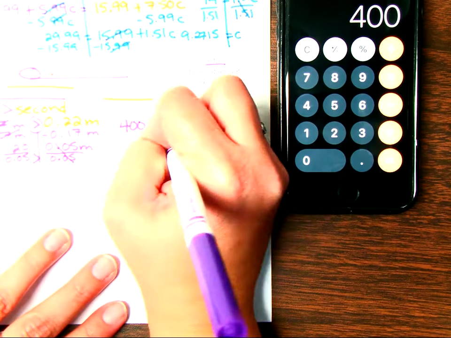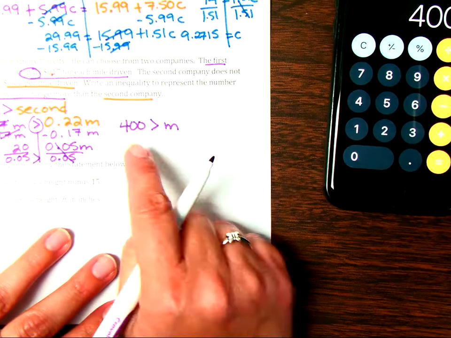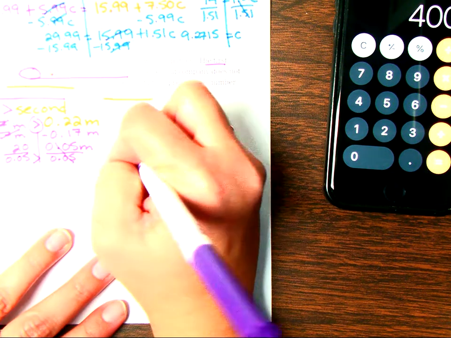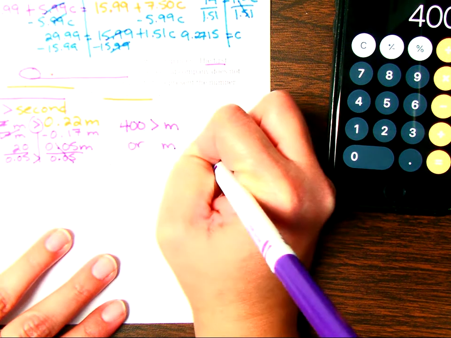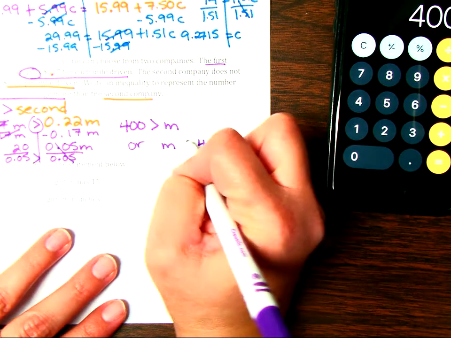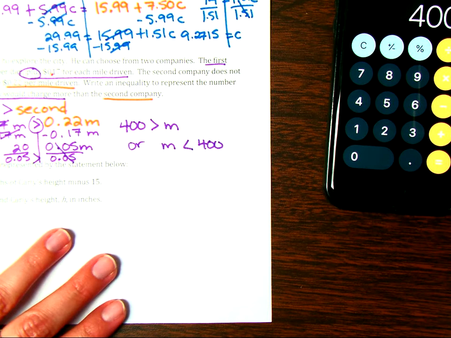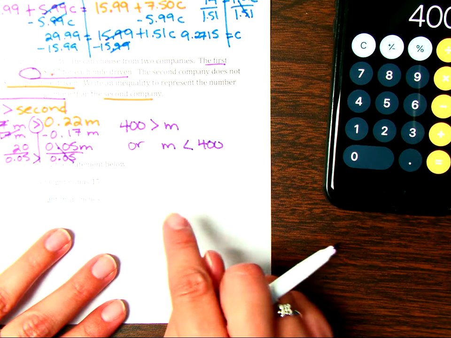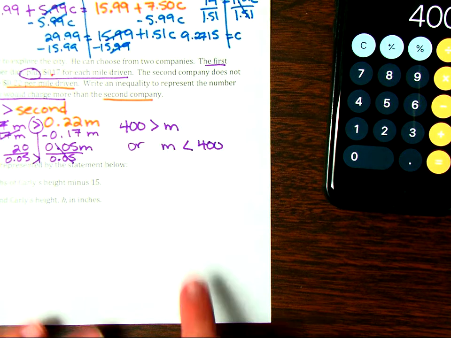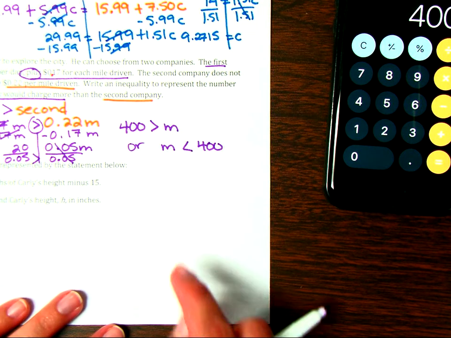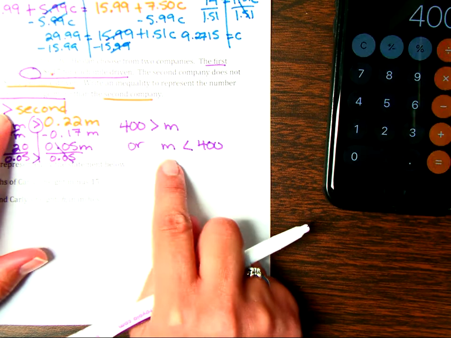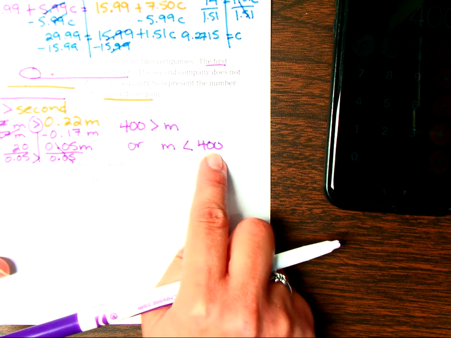Okay? So the first company, I know this looks a little weird, so if you don't see it like this, you could rewrite it. Put the M on the left and the 400 on the right, but it has to be opened up to the 400. So these two things mean the same exact thing. So if you're solving these and you keep it like this, but you don't see that as an answer choice, just know that this means the same thing. So in order for the first company to be charging more, the miles have to be less than 400 for that first company to be charged more.